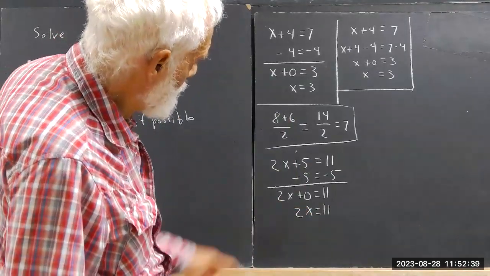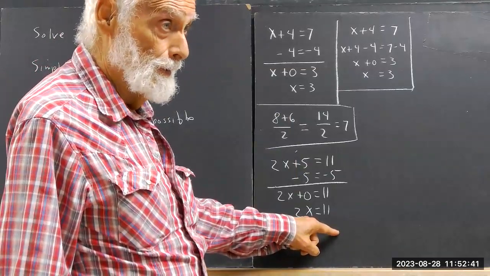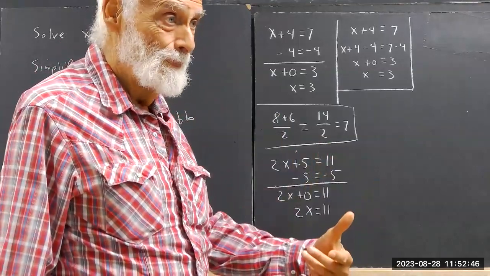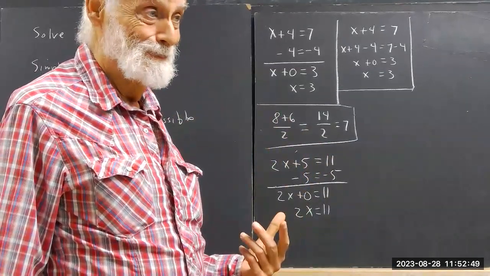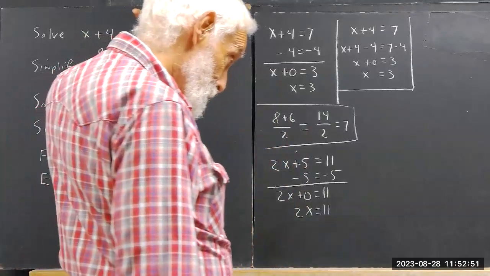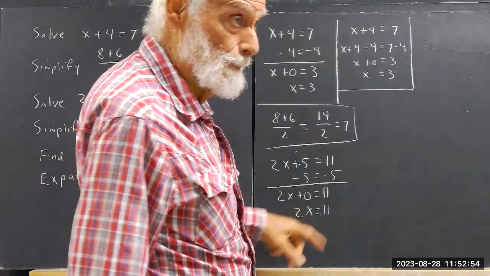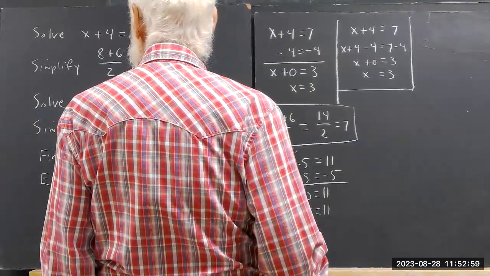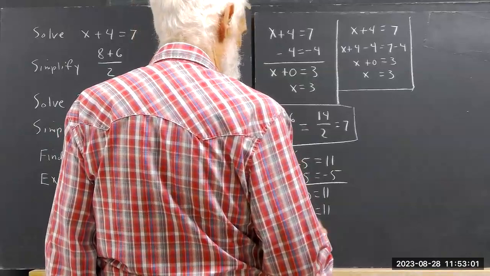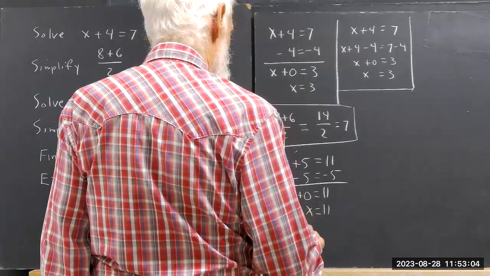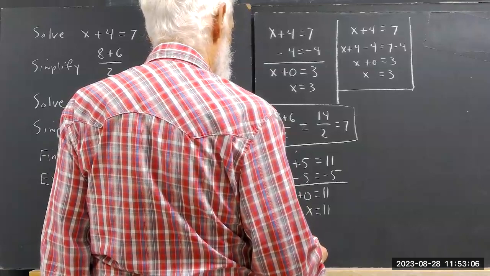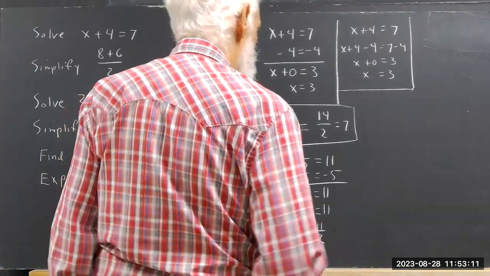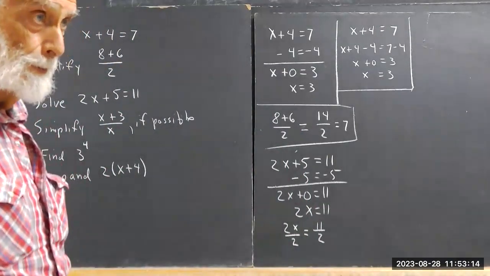Now, a lot of people are going to want to do minus 2 here and minus 2 here. Well, 2x minus 2 is not x. Okay? 2 is multiplied by x. So, looking at the time, what we have to do is 2x divided by 2 equals 11 divided by 2.